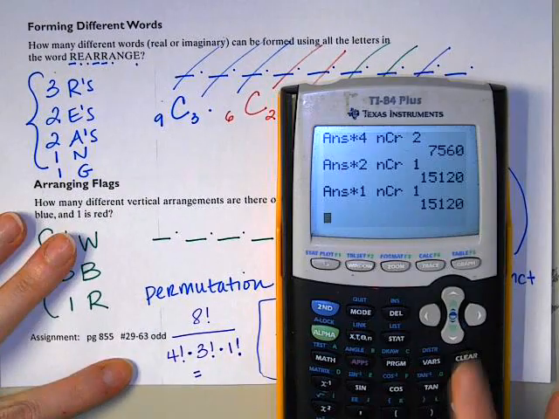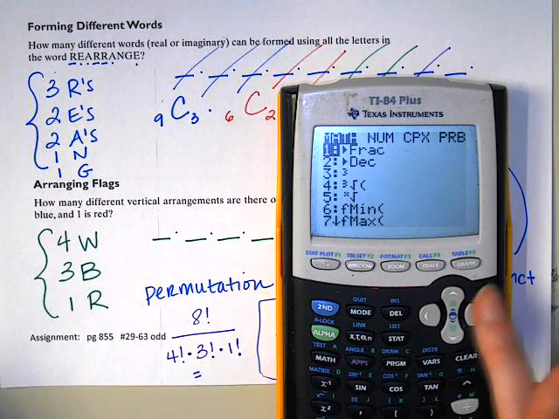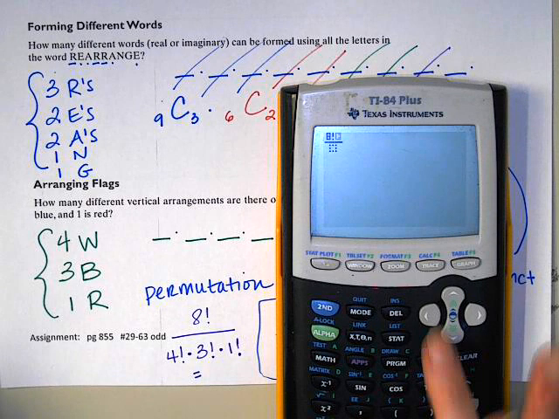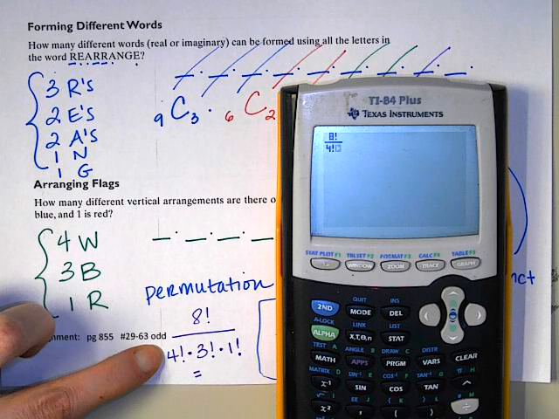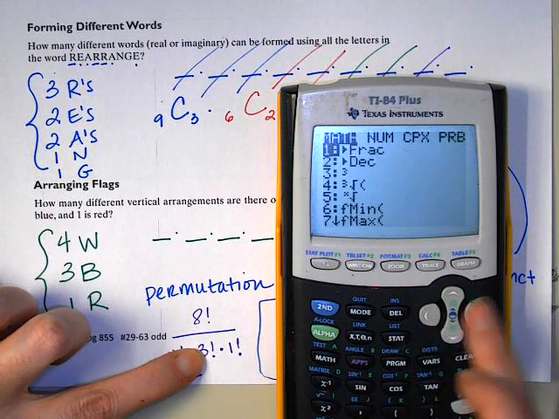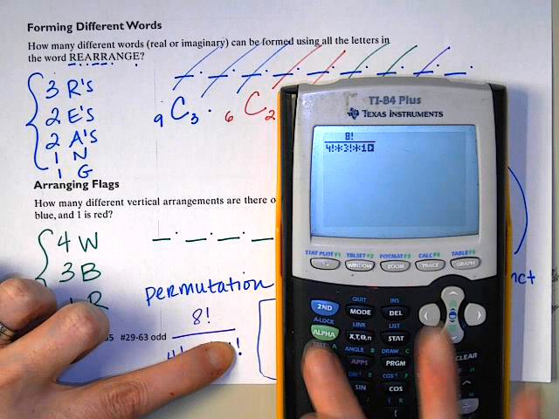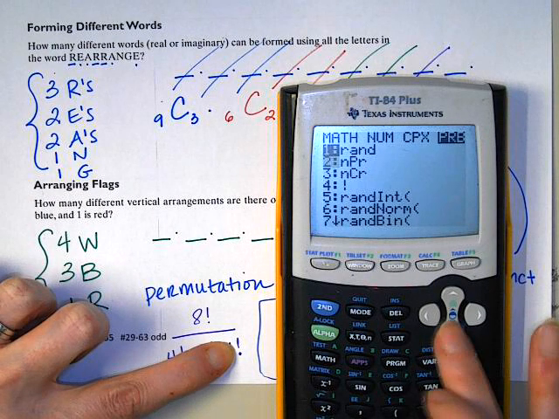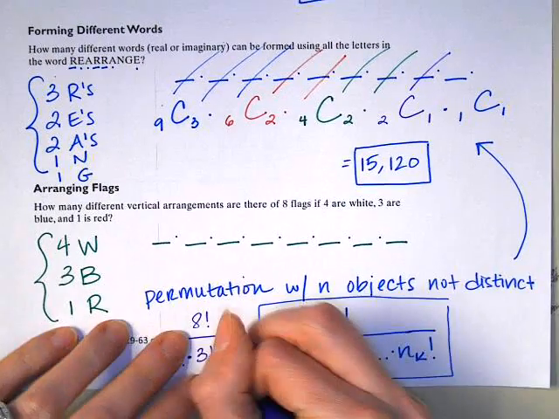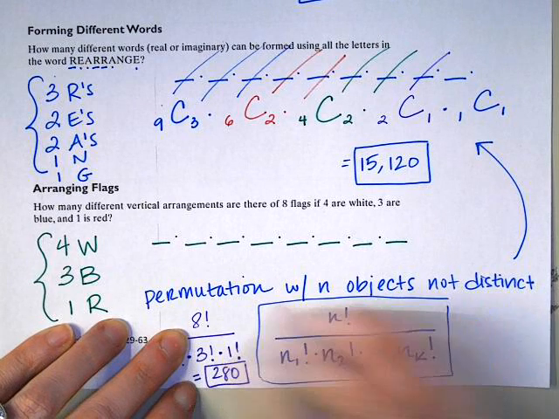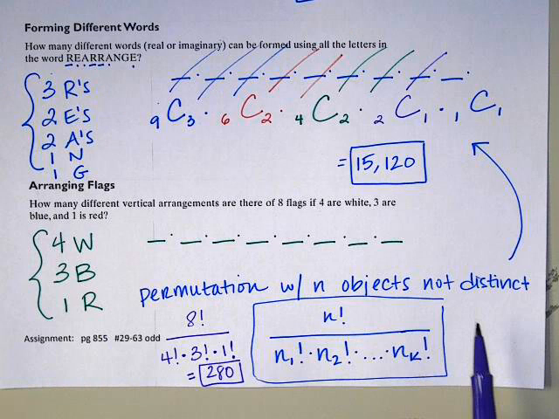All right, so if we type this one in, we'll make our fraction. It's 8 factorial over 4 factorial times 3 factorial times 1 factorial. And you get 280. But again, you could have done it just like we did the previous problem as well. But that's only a permutation with n objects that are not distinct.